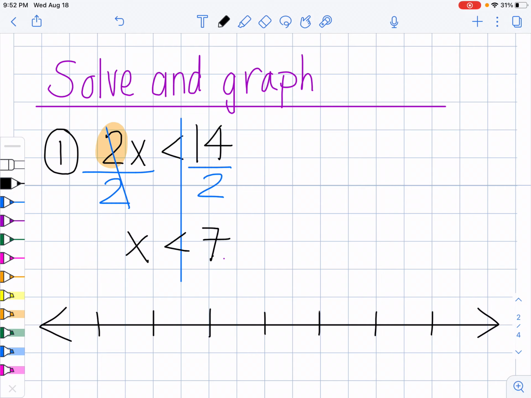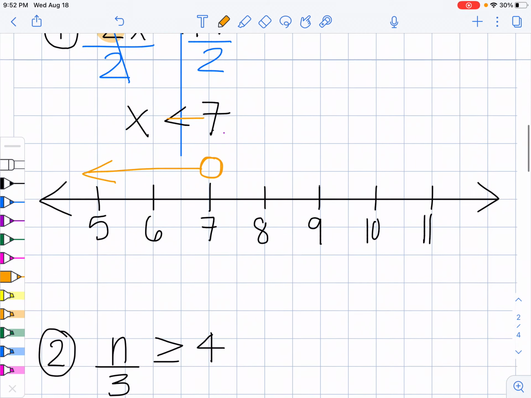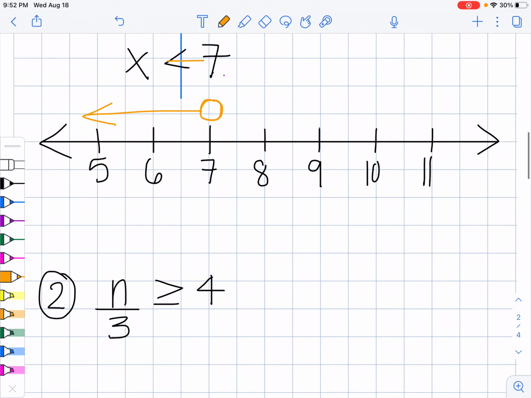So I need to fill in my number line and then graph my solution. This time I'm going to count by ones: 5, 6, 7, 8, 9, 10, 11. I'm at 7 here, and I have strictly a less than, so I'm going to have an open circle. Less than means smaller. Smaller is on the left-hand side, so it's going to go this way, and remember I can check with my arrow.